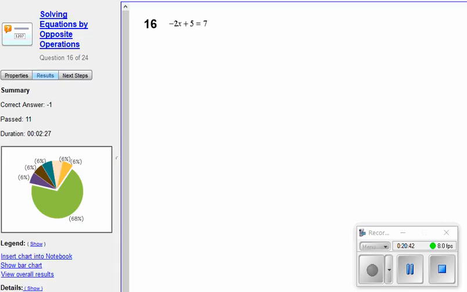Next question is the same. Subtract 5 from both sides to get rid of your constant. Negative 2x equals 2. The only difference is this time you're going to divide both sides by the negative 2 coefficient, and x will equal negative 1. I'm wondering if those people thought that 2 divided by negative 2 was negative 0. I wonder.